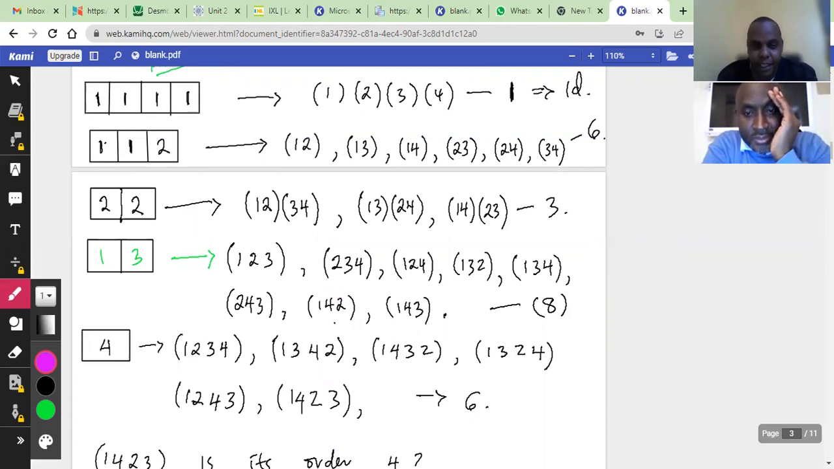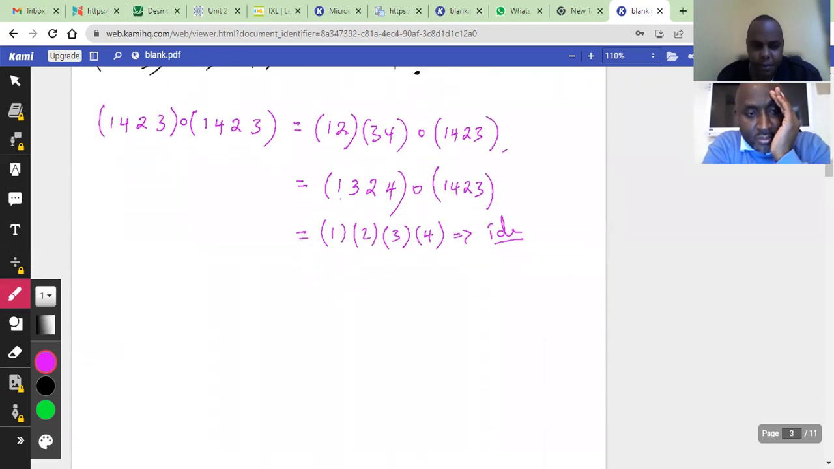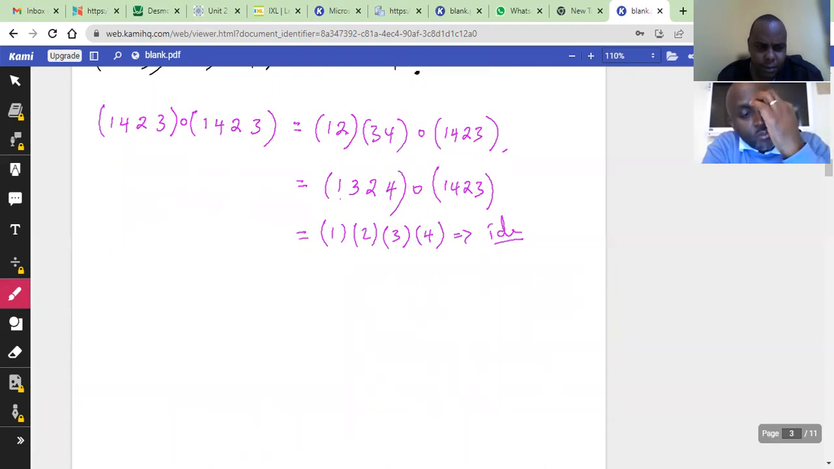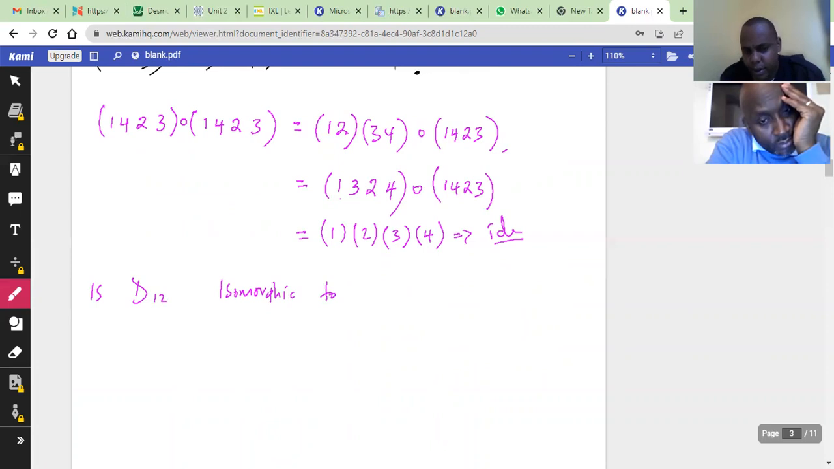Okay, so let's go back to our question. The question was, is D12 isomorphic to S4?